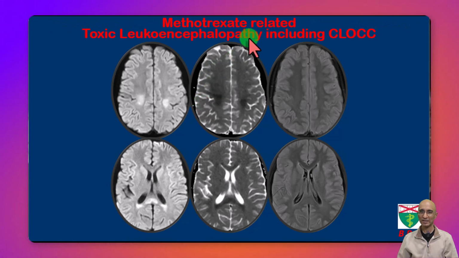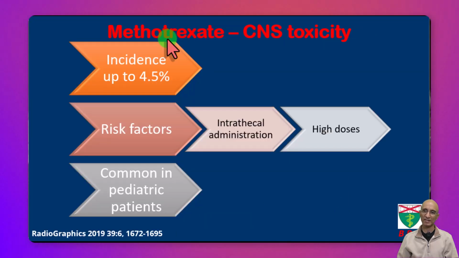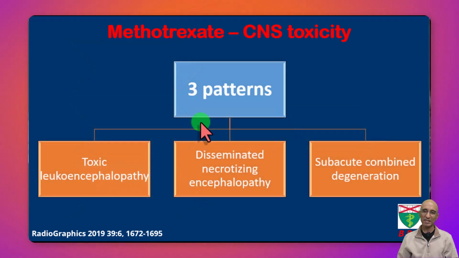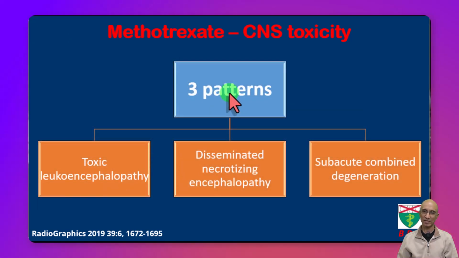So the imaging appearances are most consistent with methotrexate-related toxic leucoencephalopathy, including cytotoxic lesions of corpus callosum, which is known as CLOCC. In terms of methotrexate-related CNS toxicity, it is seen in up to 4.5% of patients. The risk factors, as we saw in our patient, are intrathecal administration and also high-dose intravenous administration. It is commonly seen in pediatric patients, as we saw in our patient. There are 3 patterns of CNS methotrexate toxicity. Most common is toxic leucoencephalopathy.